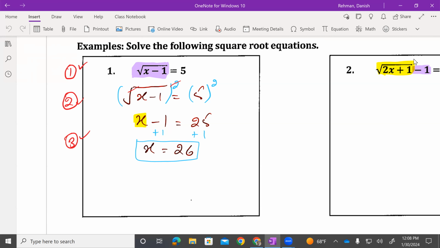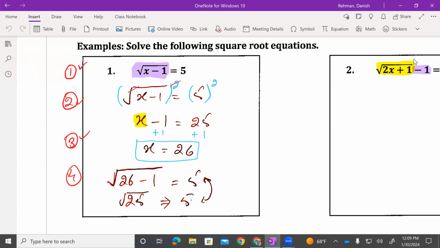For the cross-check, I took the original question. Wherever I saw an x, I will put over there the answer that I just got, which was 26. And then I will solve it, and you will see at the end that the right-hand side and the left-hand side are the same. Square root of 25 turns out to be 5, and these two are definitely the same. So I got the right answer. The steps were right. Make sense?